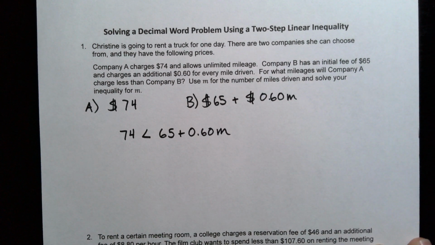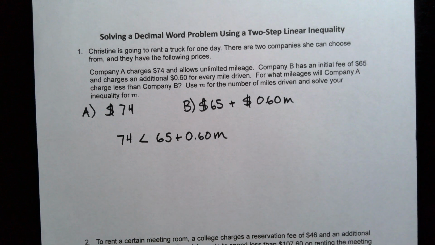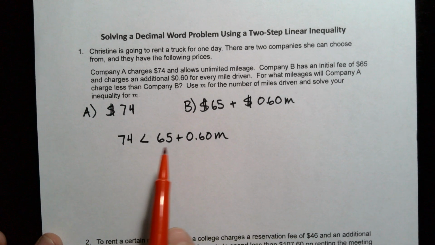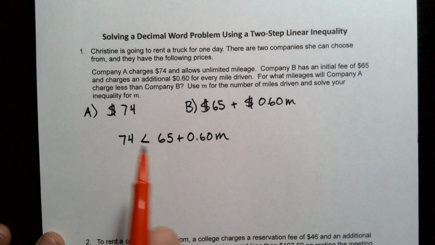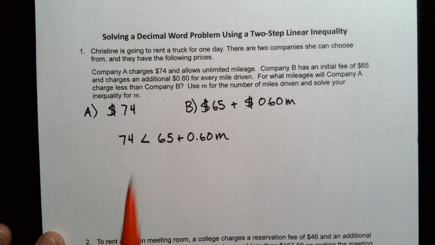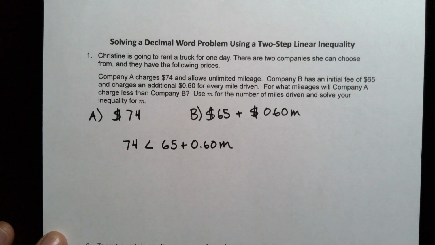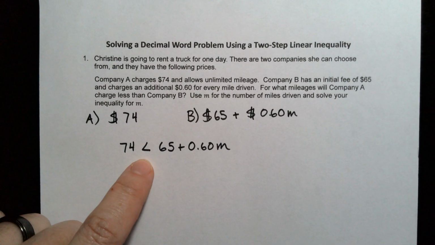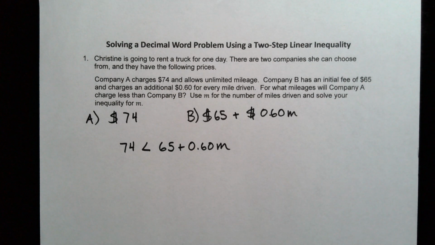Okay. Now, once we do that, we can solve this just like you would an equation. The only difference is if you divide or multiply by a negative in an inequality, then the inequality flips signs, flips directions, so it will go the other way. Dividing positive numbers is fine. Adding, subtracting numbers is fine. The only thing that makes the inequality change is if you divide or multiply by a negative number.